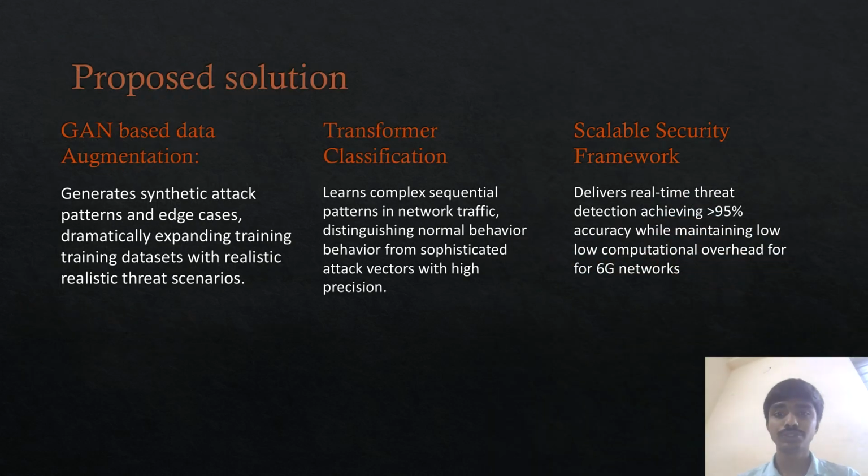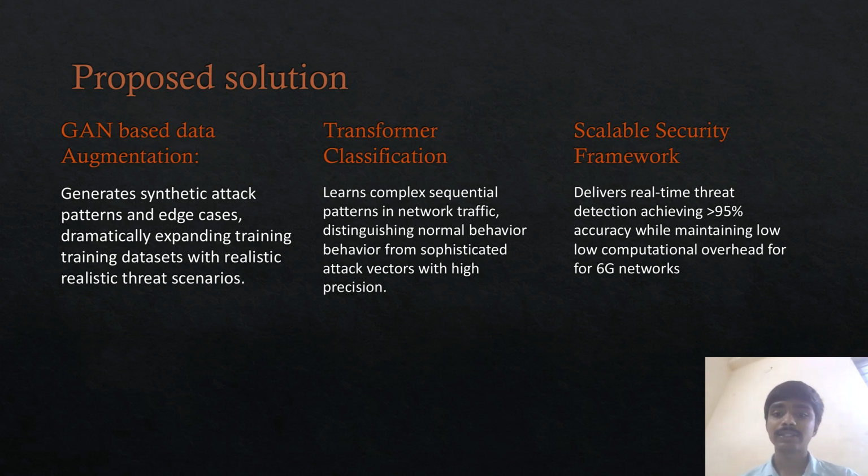Now the proposed solution. Our solution has three main parts. The first one, GAN based data augmentation, the second one, transformer classification, and the third one, a scalable security framework. Now we go to the first one, GAN based data augmentation. GAN is a generative adversarial network which creates synthetic attack patterns using the Edge-IIoT dataset. This makes the dataset bigger and more complex, which helps the model perform well.